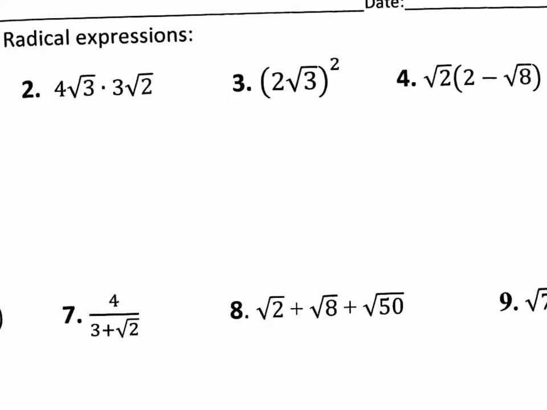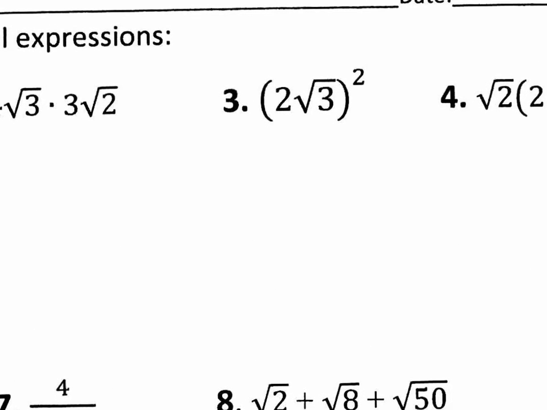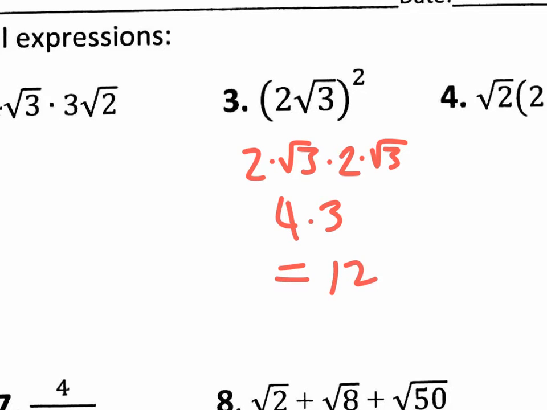I mean, right there, 2 square root of 3 times 2 square root of 3. You just multiply the numbers, you get 4. Multiply the square root of 3 times square root of 3, you end up with just 3. No more square root. Because square root of 3 times square root of 3 is square root of 9, and the square root of 9 takes you back to 3. So your final answer is just 12.